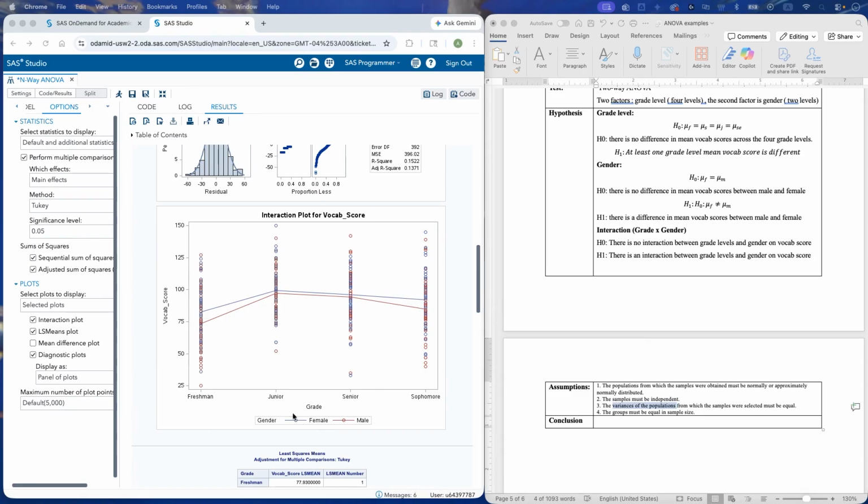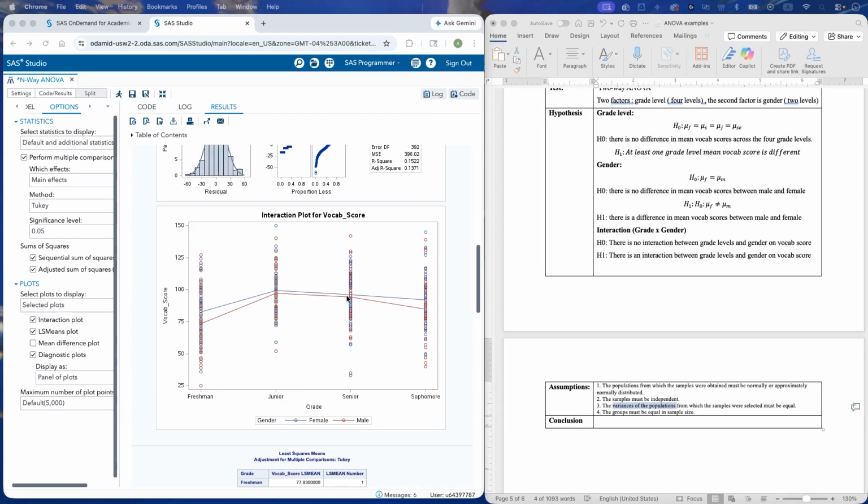If you look at the first two lines, both lines rise sharply from freshman to junior. The mean vocab scores increase for both males and females as they move from freshman to junior, and it happens for both genders in the same direction. Then both lines slightly decline from junior to senior, and actually onwards to sophomore. But let's stop here. For both males and females, we have a small drop in the mean scores, and it happens for both genders in the same direction.